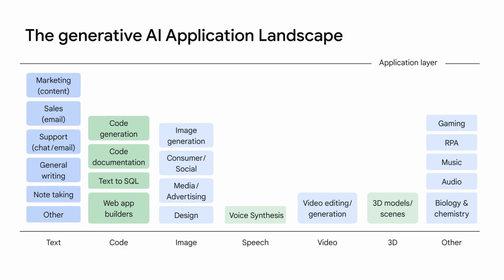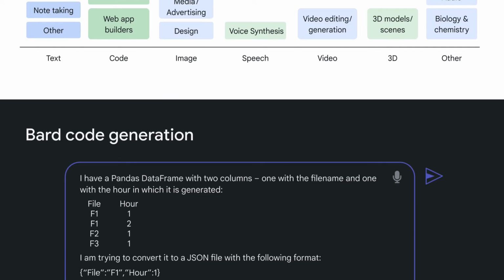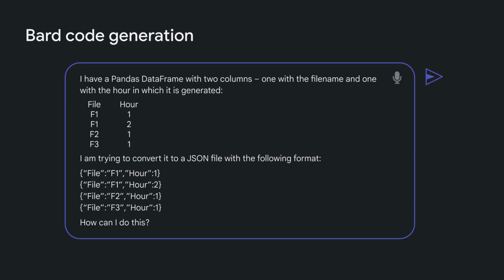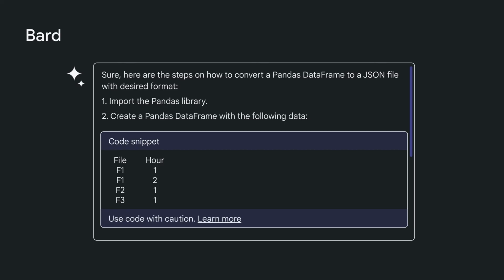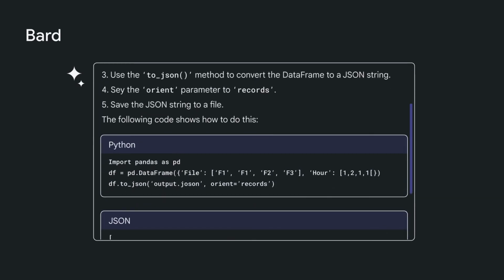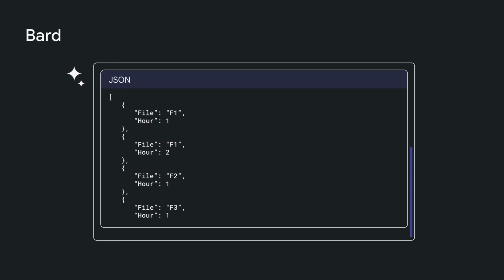Let's look at an example of code generation shown in the second block under code at the top. In this example, I've input a code file conversion problem, converting from Python to JSON. I use BARD and I insert into the prompt box the following. I have a pandas data frame with two columns, one with the file name and one with the hour in which it is generated. I'm trying to convert this into a JSON file in the format shown on screen. BARD returns the steps I need to do this and the code snippet. And here, my output is in a JSON format.